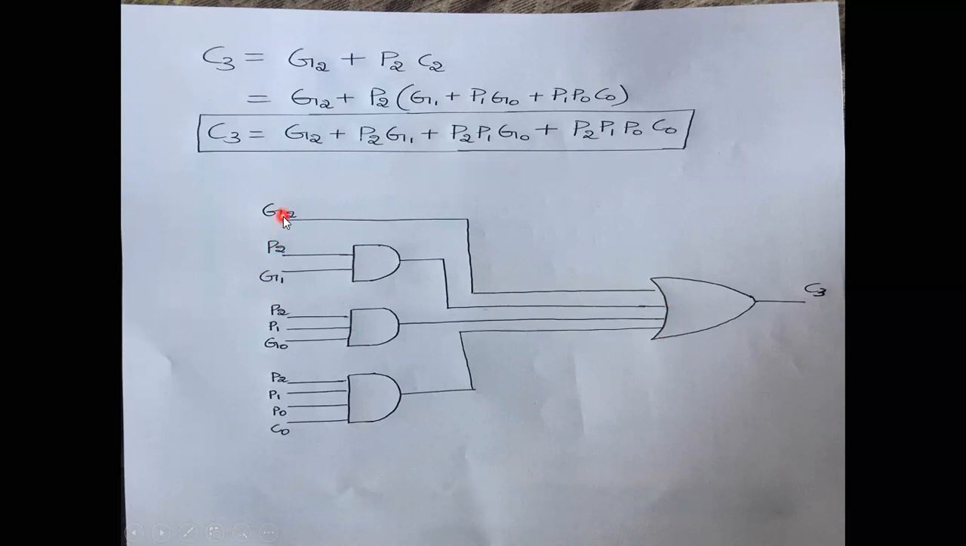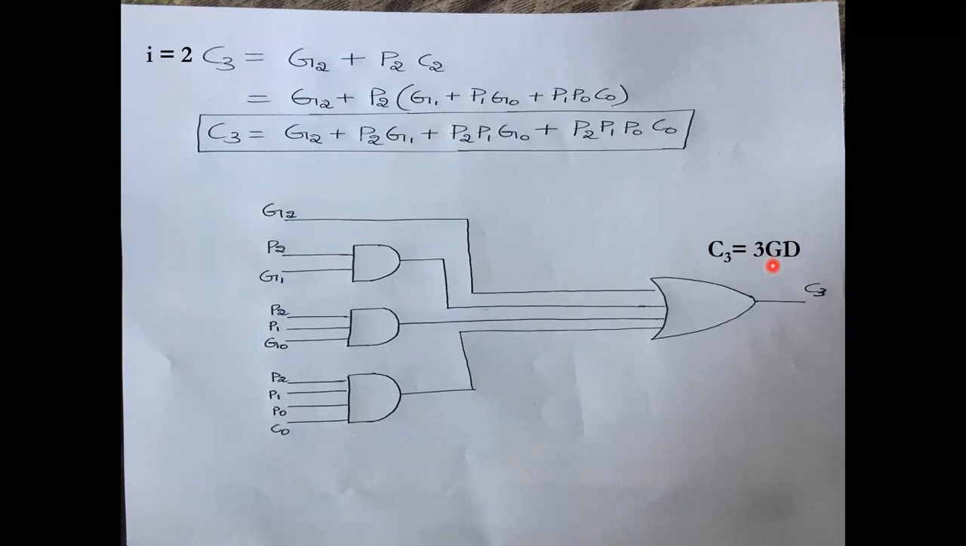If you can observe here again, all these G2, P2, G1, P1, G0 functions will be available after one gate delay. One more additional gate delay for AND gates output. One more additional gate delay for OR gate output. So my C3 also will be produced after 3 gate delay. I hope you're following it now.